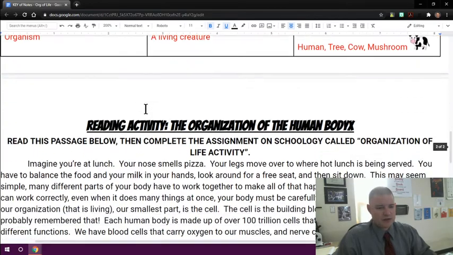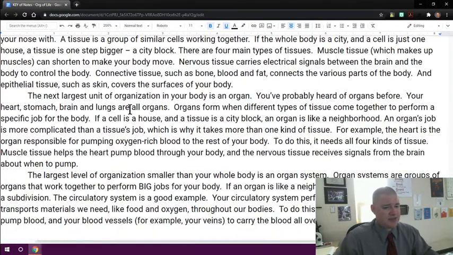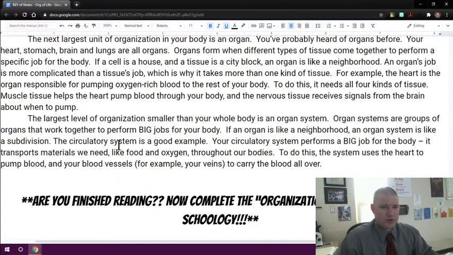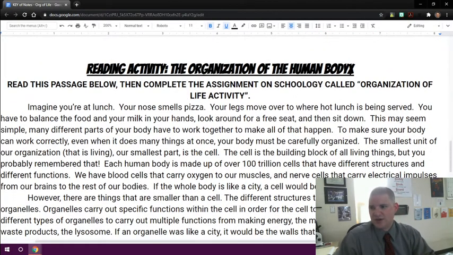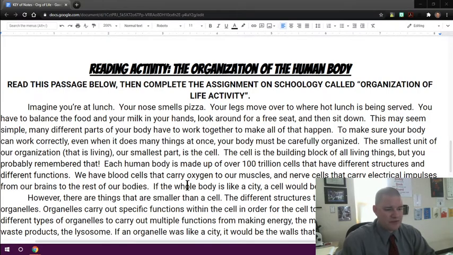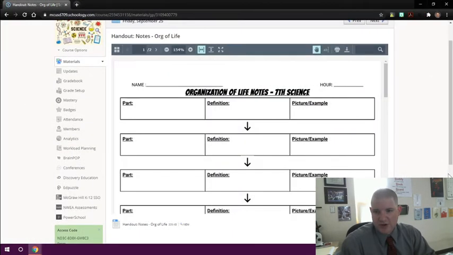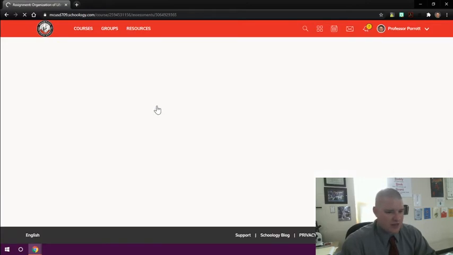What you're then going to end up doing, because you're not done yet, is read through this passage. It kind of highlights some of the things that we just talked about, and you're going to answer some questions up on Schoology dealing with this reading passage of how the organization of the human body kind of works. And it relates it to our analogies and has some other facts in there. So let me go back to Schoology real quick, and you'll be able to see the assignment. There's a thing that'll say assignment, organization of life.